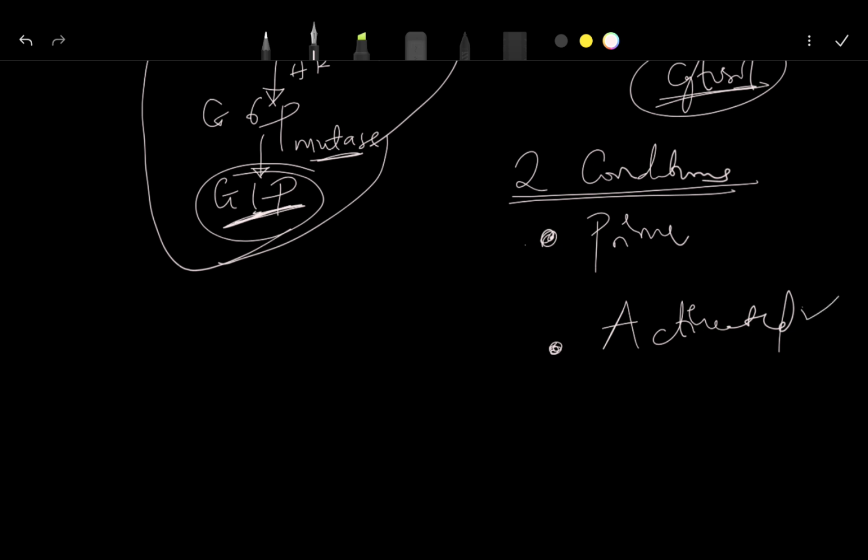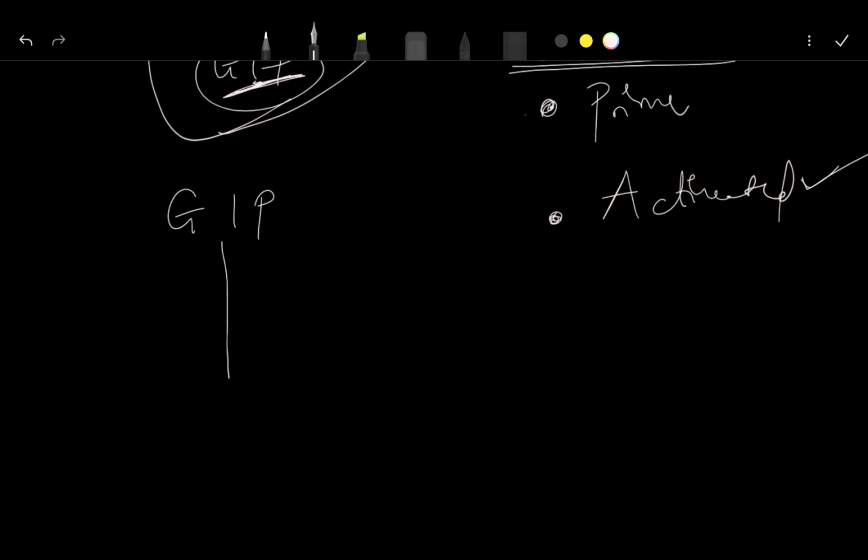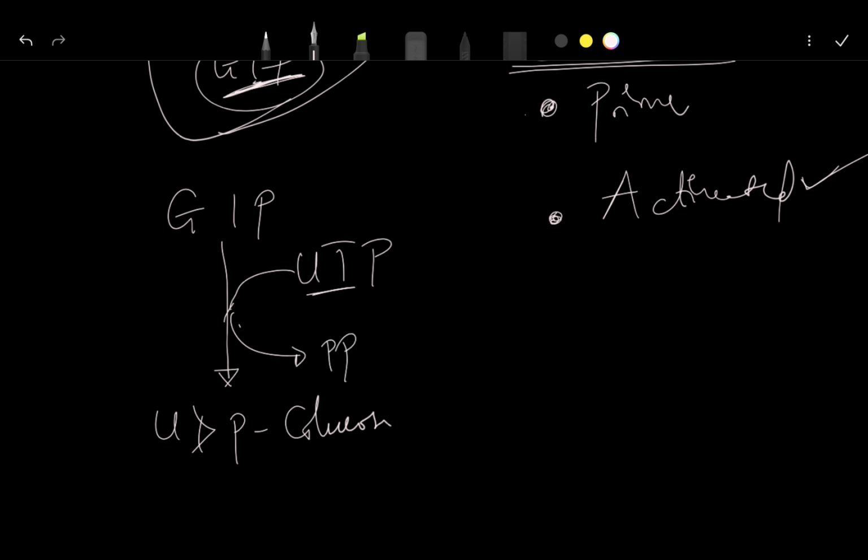So let's try and fulfill this one first. Let's try and activate the glucose 1-phosphate. So we have glucose 1-phosphate. In order to activate it, we need to react it with UTP, uridine triphosphate. When we react it with UTP, we will get what we call UDP glucose. UDP what? Glucose. UDP glucose, with pyrophosphate as a byproduct.